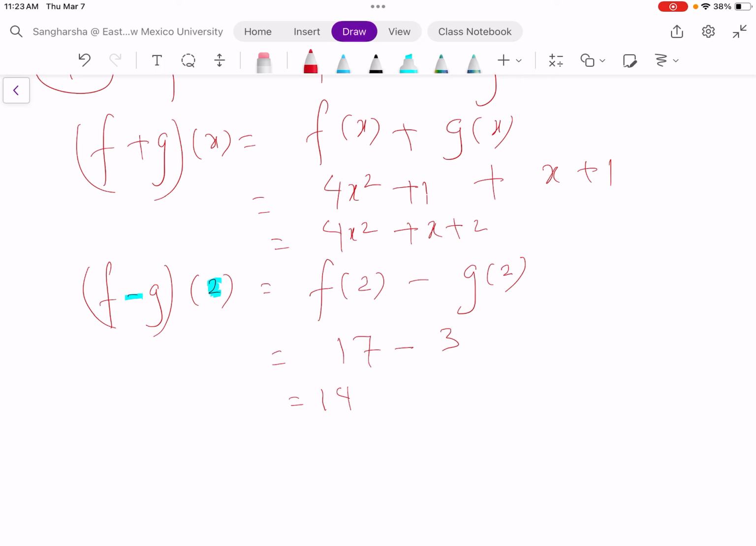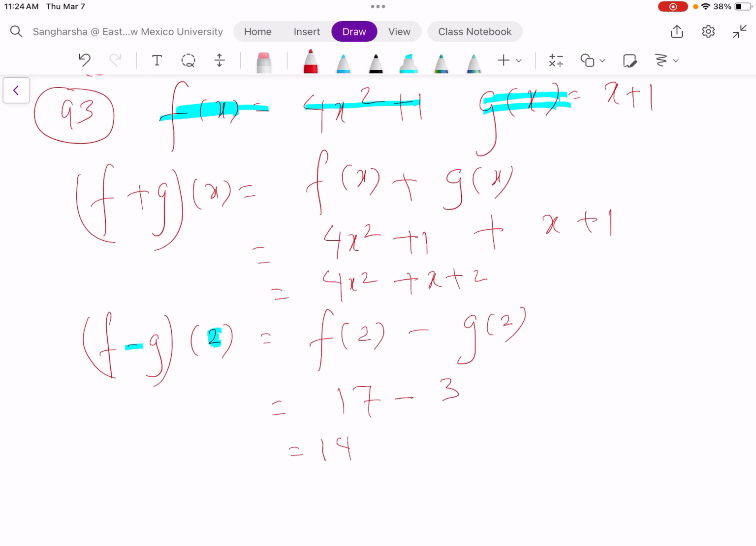Similarly, you can find the f times g and f over g. Okay, it's pretty similar. So I want you to practice these. Okay, next, let me go to the composite function. Does anyone have a question here? And next, let me use the same functions. You will be asked to find the composite function.